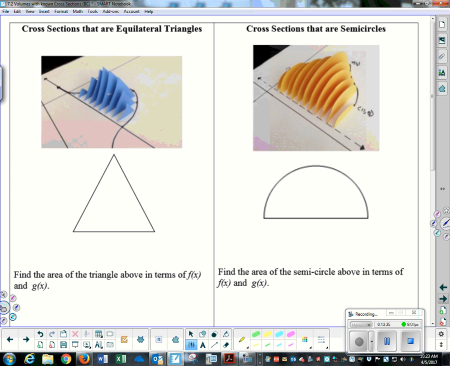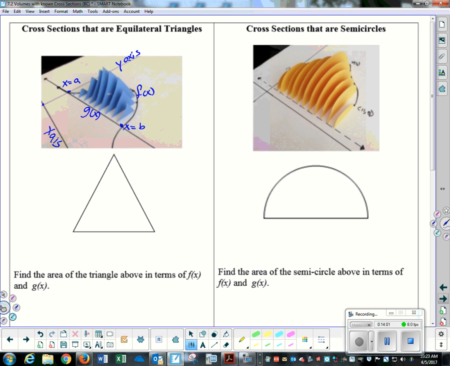All right, next one, equilateral triangles. Let's get our picture set up here. We've been doing bottom as g of x. Okay, let's do our bottom function as g of x. Our top function is f of x. This here would be your y-axis. This here would be your x-axis. Origin sitting here. Let's say it intersects at x equals a and x equals b.